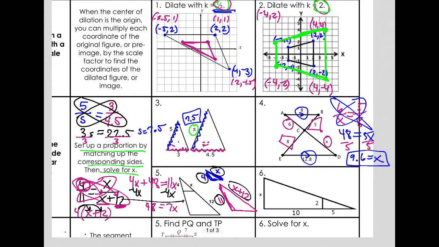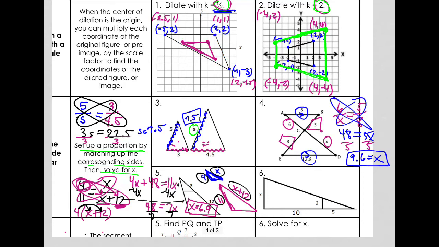And then if I divide both sides by 7, we get that x equals 48 divided by 7, which is 6.857, and so on, so we'll just round that to 6.9, round to the nearest tenth. Alright, so that's how you found x, or that's how you should have found x.